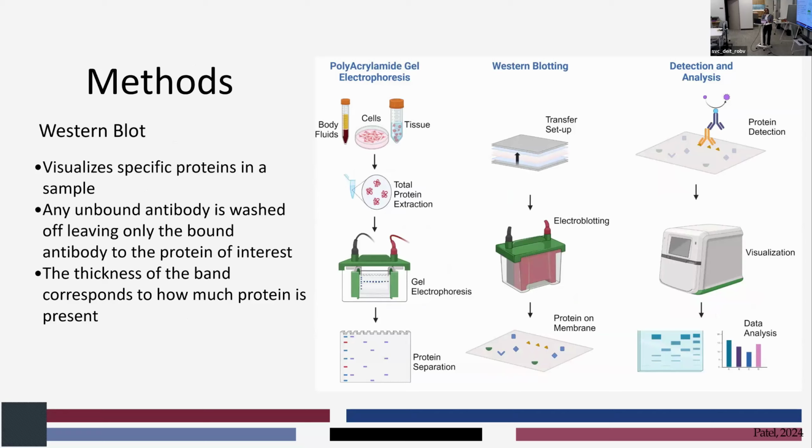Then the unbound antibody is washed off, leaving only the antibody bound to the protein of interest. Then the thickness of the band from the imager corresponds to how much protein is present.